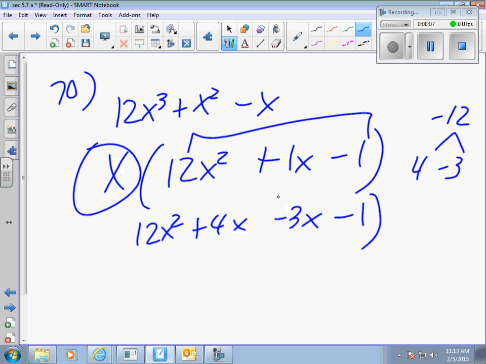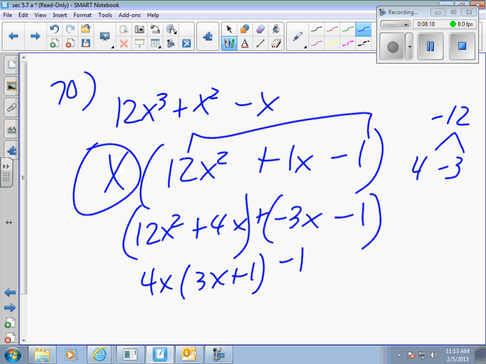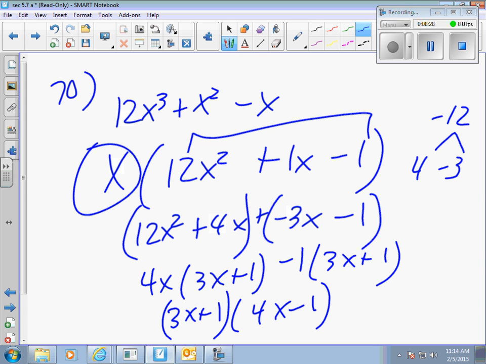And then I'm going to group, group, plus sign in between. Greatest common factor is 4x, leaving me with 3x plus 1. Pulling out my negative 1 leaves me with 3x plus 1. And rewrite that as 3x plus 1 times the quantity of 4x minus 1. Make sure you remember to bring the x down since it's circled.